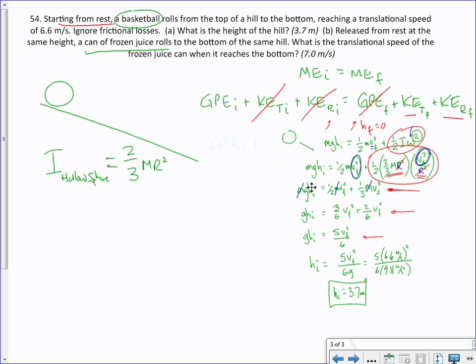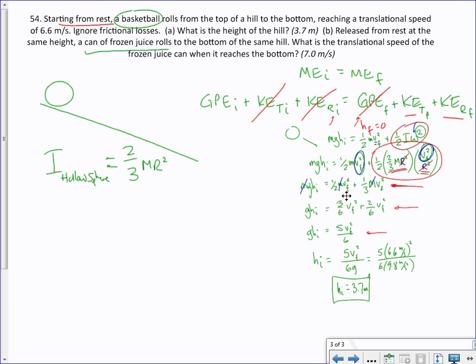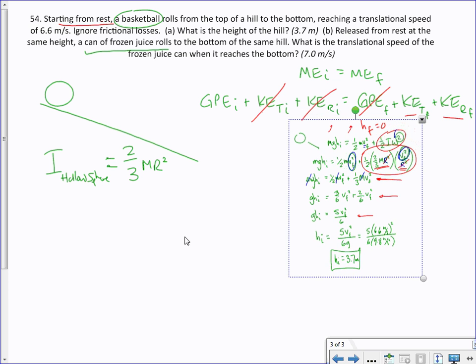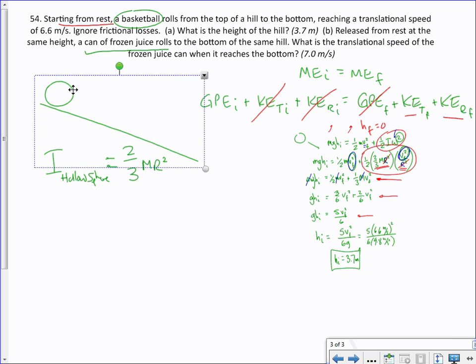Oh no, we're fine. So sorry, the next part is about what if we let a can of frozen juice roll to the bottom of the same hill? What's the translational speed of the frozen juice can? All right. So this is now not a hollow sphere, but a cylinder. And even though it's a can of frozen juice, I'm going to assume that's a solid cylinder.